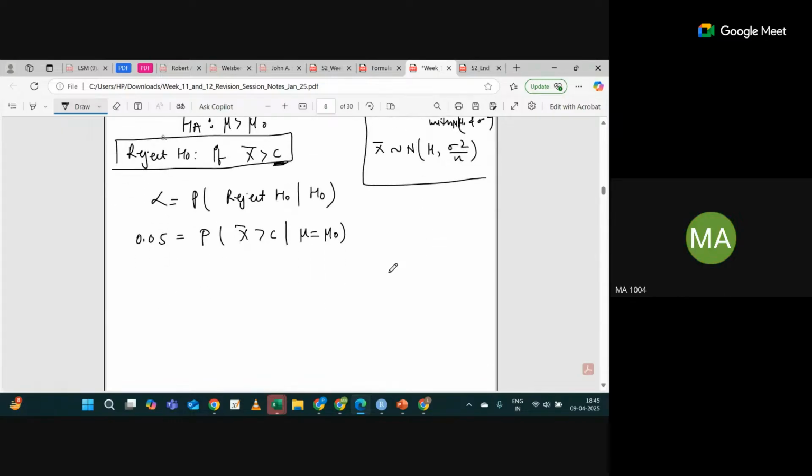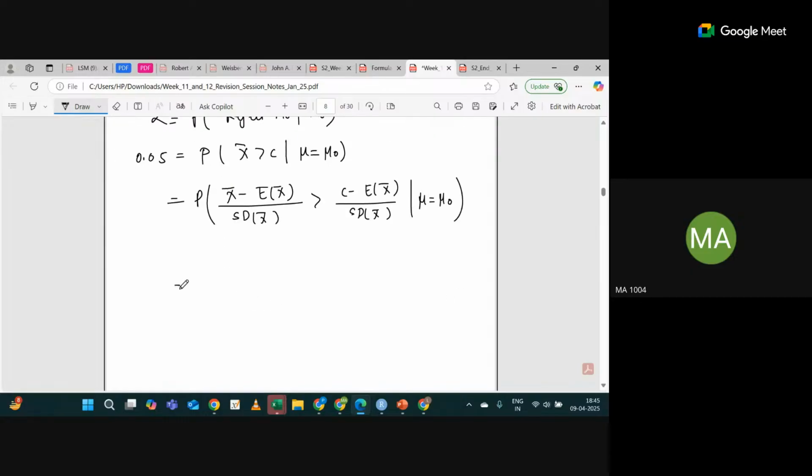And what is the form, the situation to convert to standard normal form? We have to take x bar minus expected value of x bar divided by standard deviation of x bar. Right? Usually we have to do this part. Yes or no? This is mu equal to mu naught. I'm writing in general because I will solve some questions related to that later.